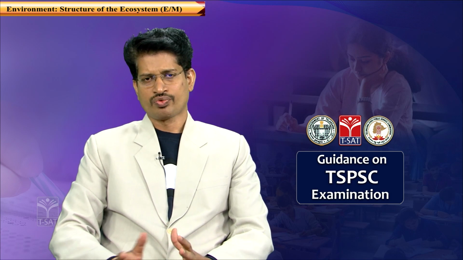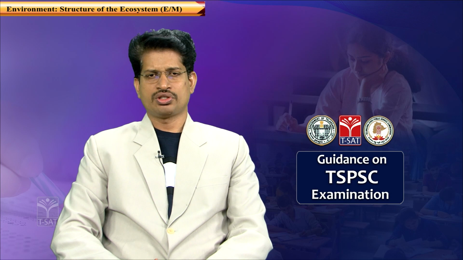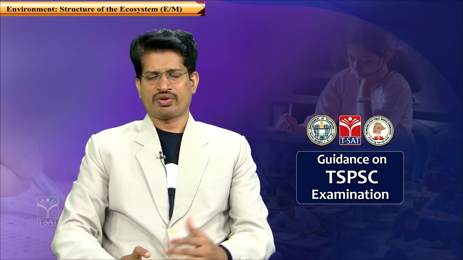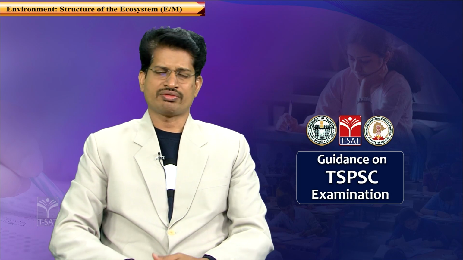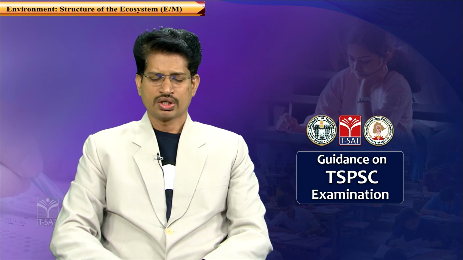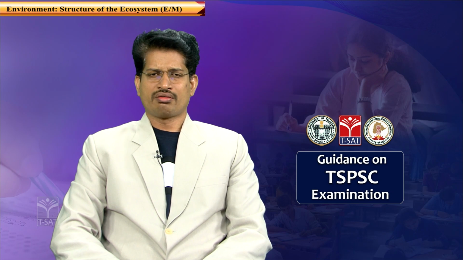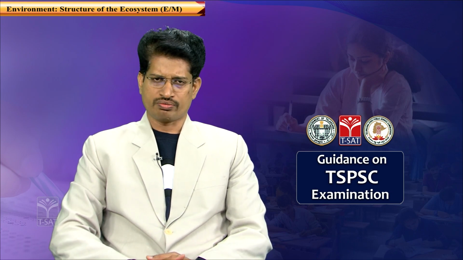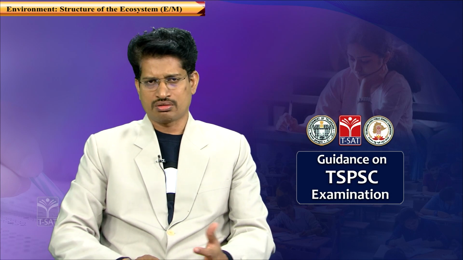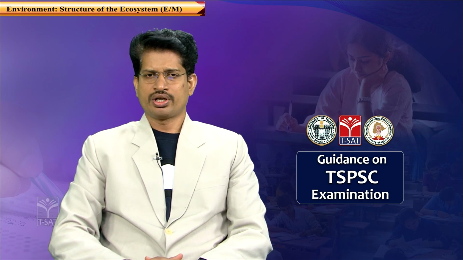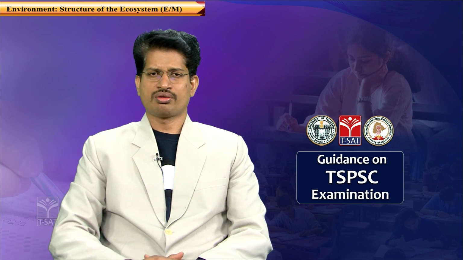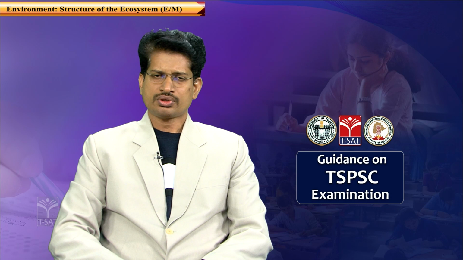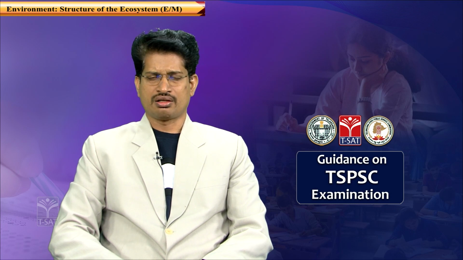For example, ecosystems are classified into terrestrial ecosystems and aquatic ecosystems, and aquatic is further classified into marine and freshwater. So a predator varies from ecosystem to ecosystem. For example, in a marine ecosystem, a shark is a predator, but in a terrestrial ecosystem, in a deciduous forest like Telangana, we can consider the tiger as a predator.